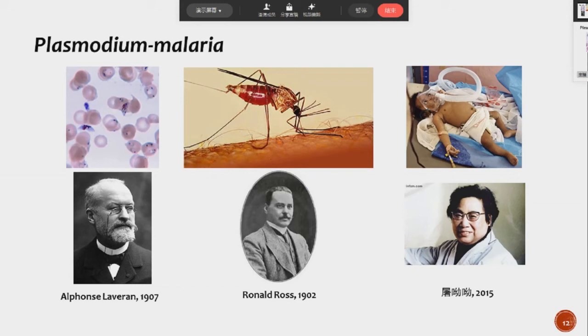So this scientist, in the laboratory, first found the pathogen in the RBCs of malaria patients. So he received the Nobel Prize. But Ross also found that this disease is transmitted by mosquitoes. So he also received the Nobel Prize. And the last one is Tu Youyou. She found some chemicals from a plant, and this is very effective for malaria treatment. So she received the Nobel Prize. We will learn about their main mechanisms, how they cause the disease and how we can treat it, in the Plasmodium class.